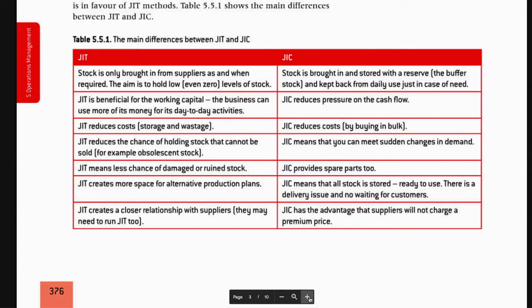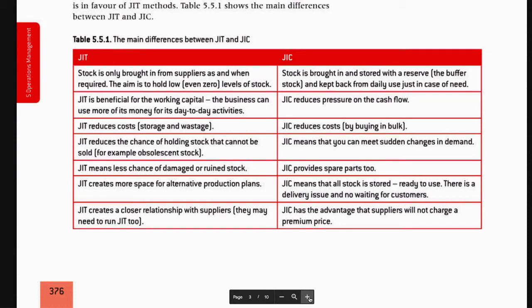Okay, so stock is brought in from suppliers only as required, which is beneficial for working capital. That means we don't have to have a lot of our everyday pocket cash that we need to run the business tied up in inventory. And remember, cash is everything. Cash is the blood of the business.